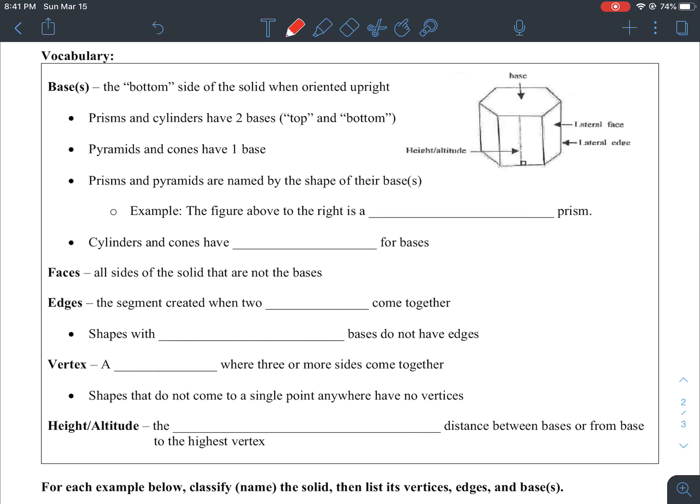So one important word for today and for the rest of this unit is what we call the base or bases. These are, for lack of better terms, the bottom side of the three-dimensional shape when the shape is facing upright. You can see that word bottom is in quotations, and that's because sometimes the shape won't be facing upright. If it's laying on its side, now the base might be on the left or the right side of the picture. But assuming that the shape is standing upright, the base would be the bottom.